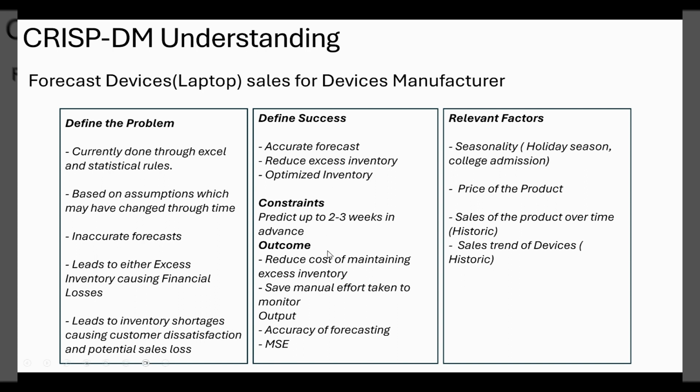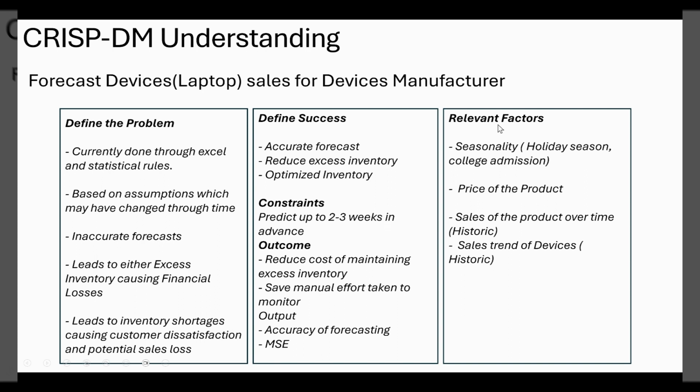The outcome, or the metrics that we are tracking, would be, from a business perspective, reducing the cost of maintaining excess inventory or saving manual effort taken by the operations and demand planners to do this manually. The output metric that we are tracking is the accuracy of forecasting, the model that we create, and we would be using mean squared error for this output metric tracking.